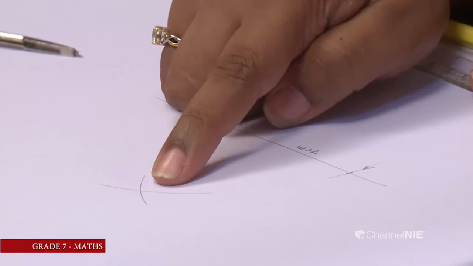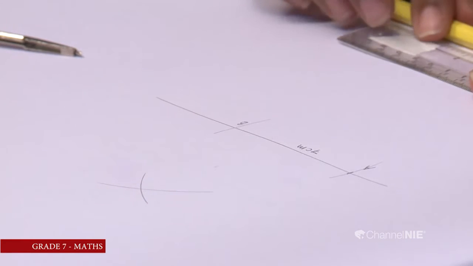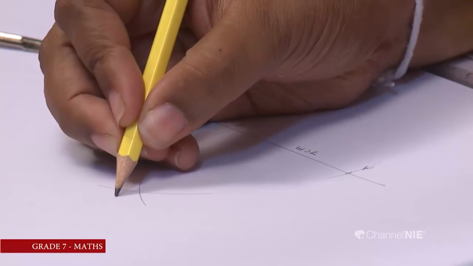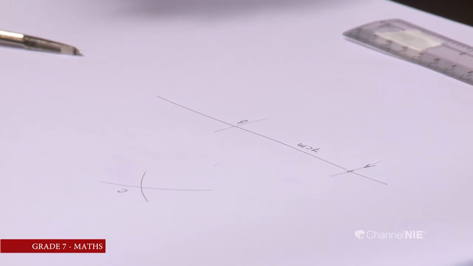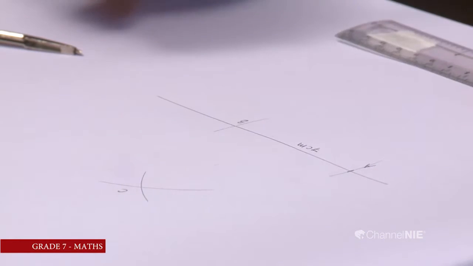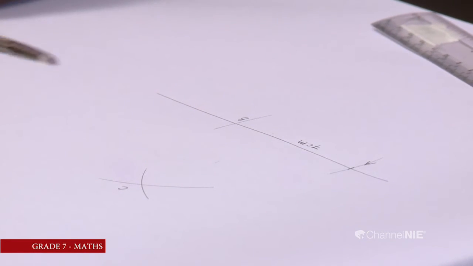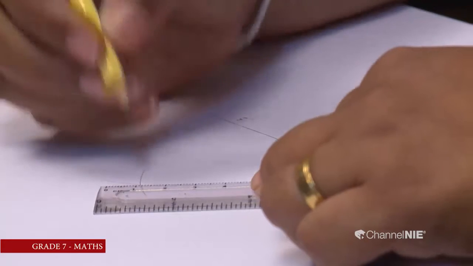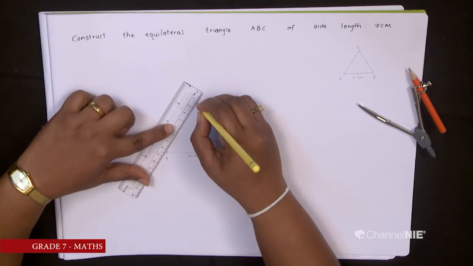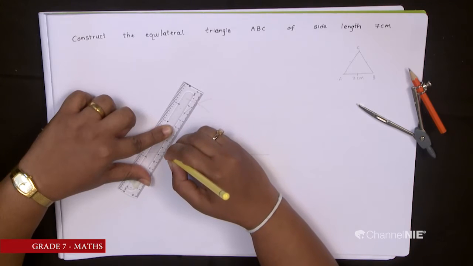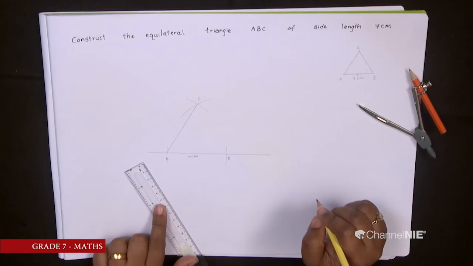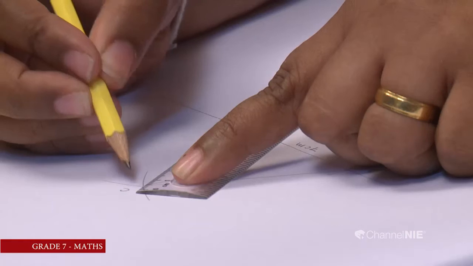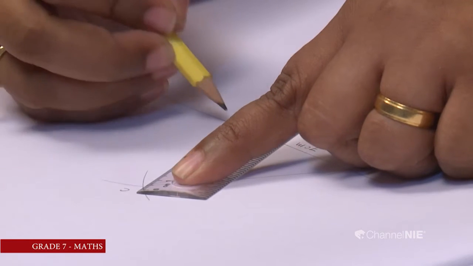Right. Now, by intercepting two arcs, we have constructed another point. We can name the point as point C. Now, all three vertices are there. We have to join those three vertices to complete this equilateral triangle. So, first of all, I will join A and C. Then I got the side AC of the triangle. Then I am going to join point B and point C.